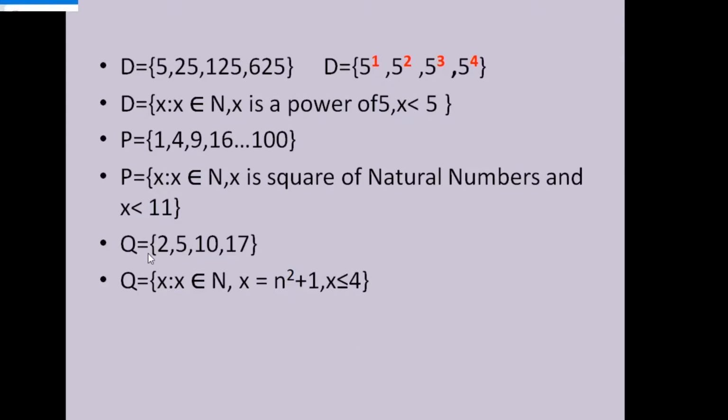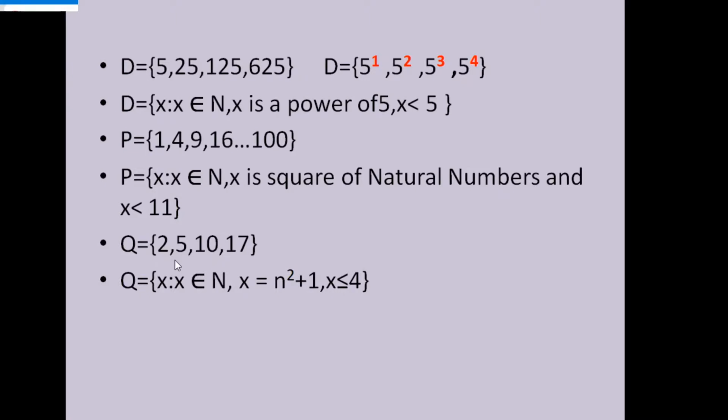Set Q is equal to 2 comma 5 comma 10 comma 17. So this example is a little bit different from our previous examples and it is not as direct as they are. So we have to take some trial and errors. After my trial and errors, I found out that this is equal to n square plus 1. How? We'll see. First, I substituted 1 in place of n. So 1 square is 1, plus 1 is 2. So the first element.